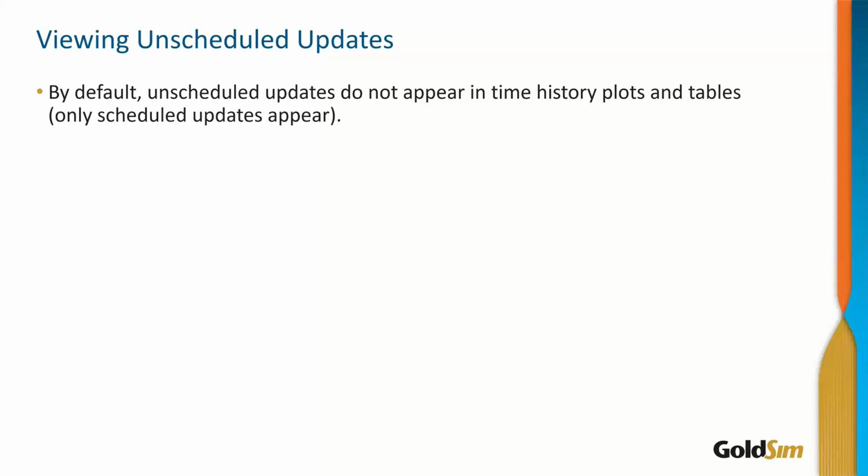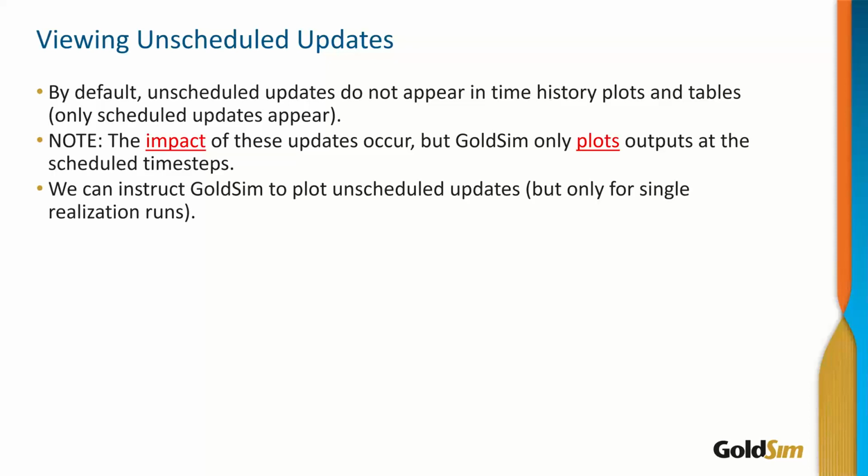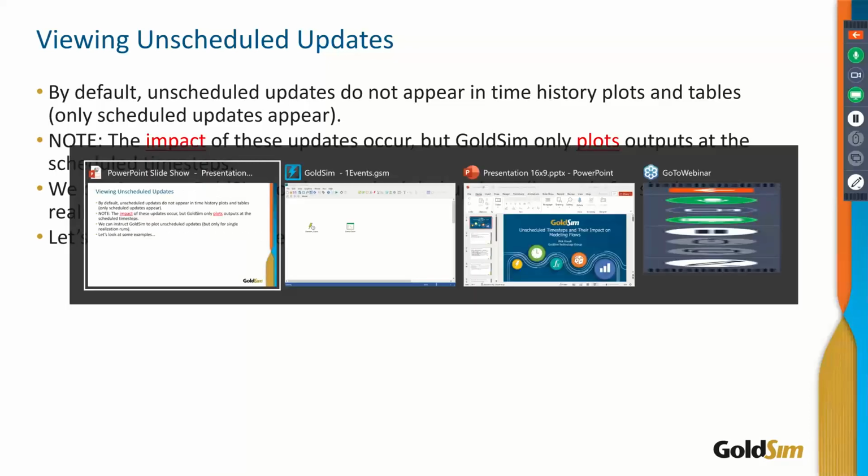It doesn't mean that they're not happening. It just means we're not saving them and plotting them for you. So the impact of these updates certainly occurs. We've updated the model, and that's going to change the results, but we're only plotting the outputs at the scheduled updates. We can, however, instruct GoldSim to plot these unscheduled updates, and we're going to do that today because this helps you really understand what's going on in GoldSim. So to understand this, let's look at a few examples.